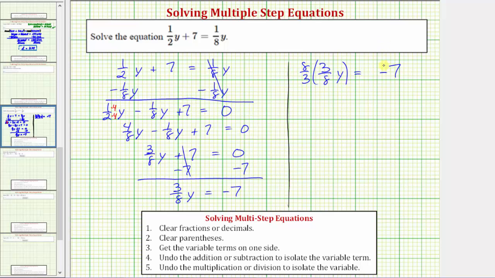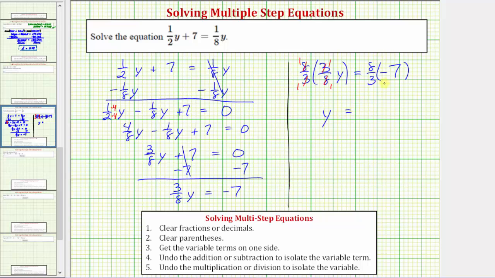Multiply the left side by 8/3 and the right side by 8/3. So here we have the product of two reciprocals, which equals 1. 1 times y is y, where we can show the simplifying. 8 over 8 simplifies to 1 over 1, and so does 3 over 3. Either way, we have 1y or y.